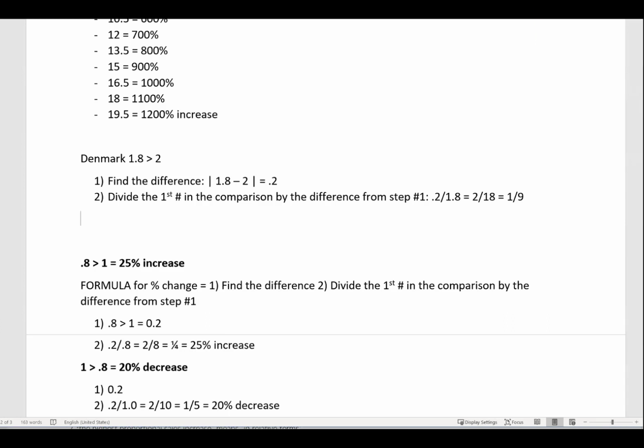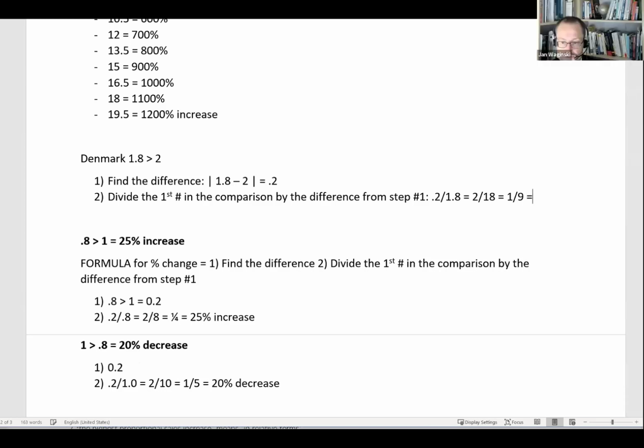This you might be able to figure out. It's not too hard. It's not 10%. It's a little more than 10%. What times 9 is very close to 100? So one number away. 11 maybe. Yeah. 11 times 9 is 99. That's 11%.